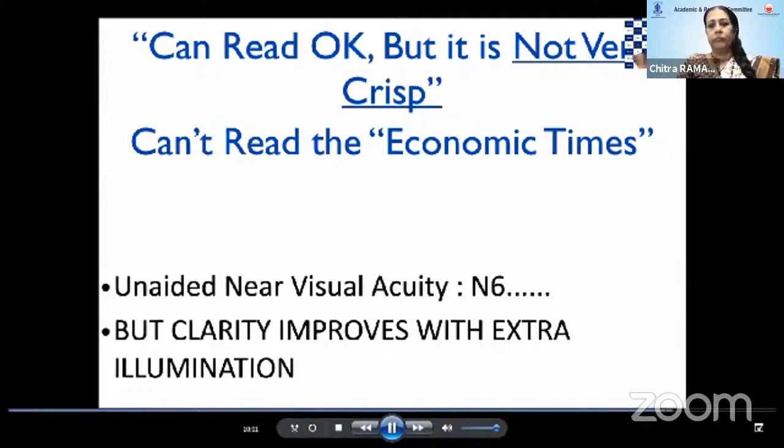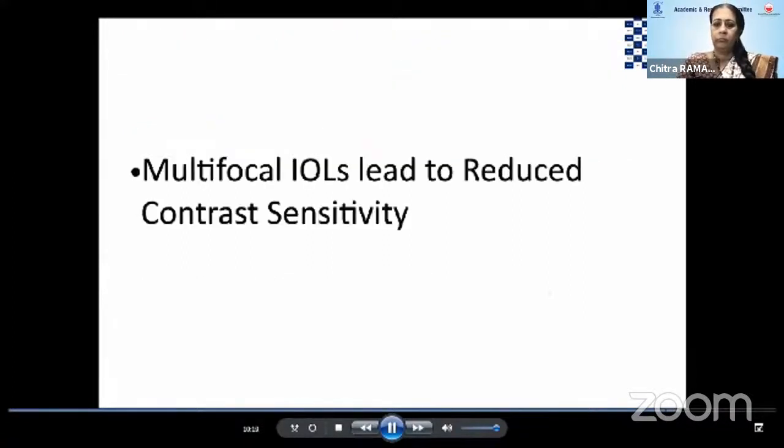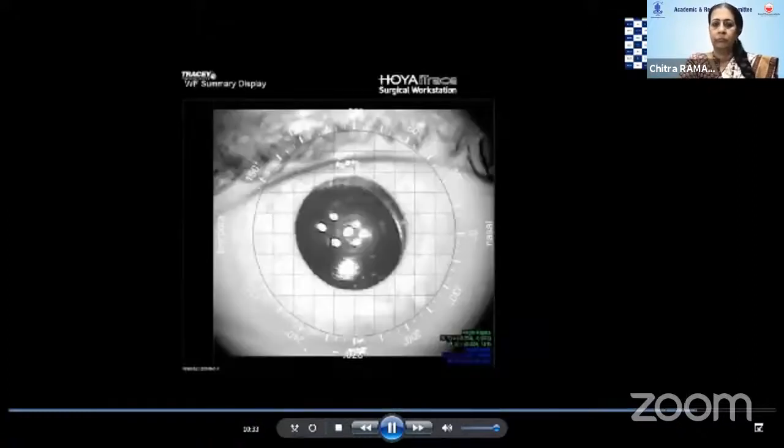So there's yellow and black. The paper is yellow, the font is black. He finds difficulty in reading it, and clarity improves when he uses extra illumination. So pre-warn or forewarn these patients that they will have some reduced contrast sensitivity, and they must be prepared to use higher contrast if using digital devices, or more light while reading.